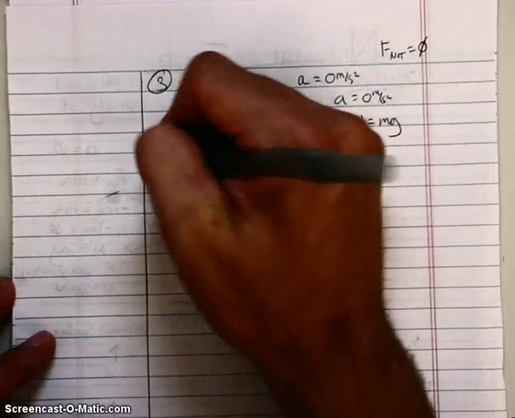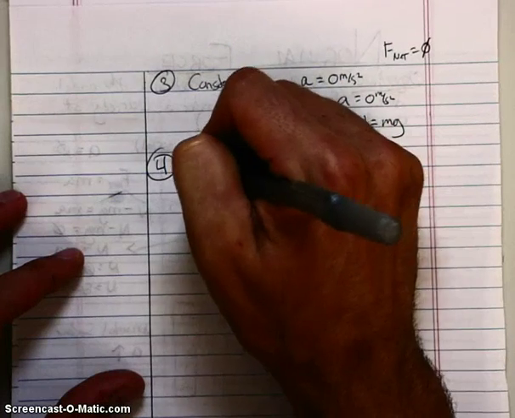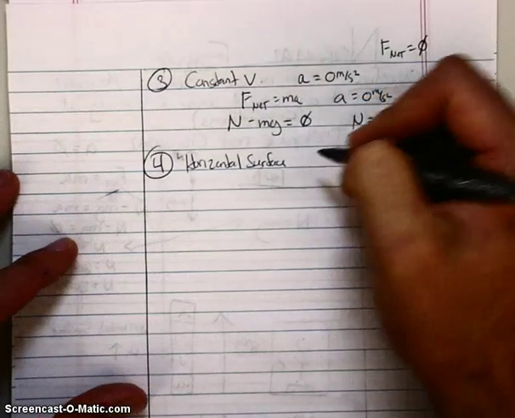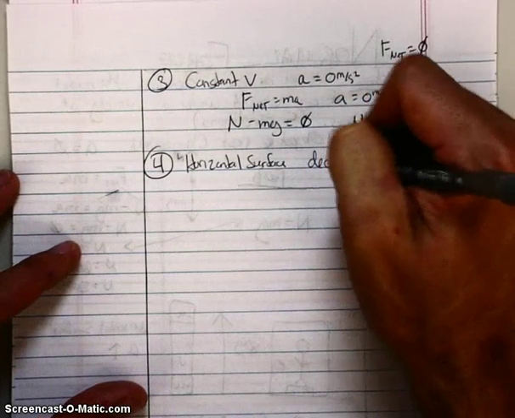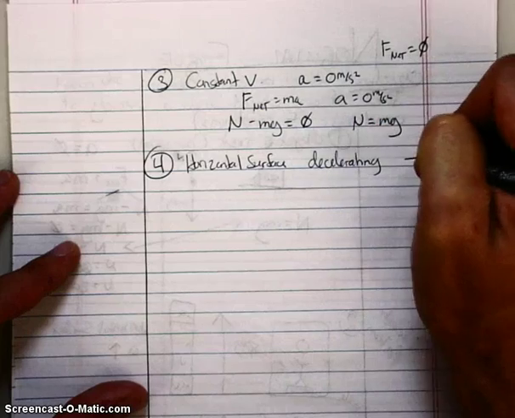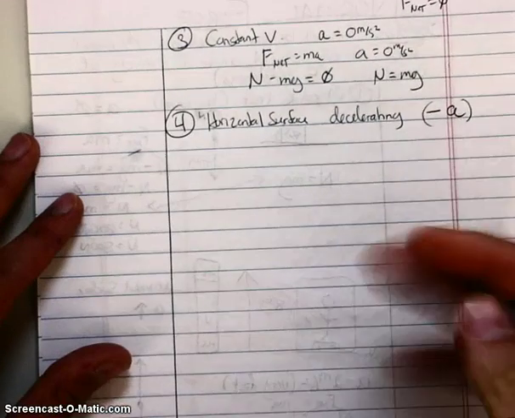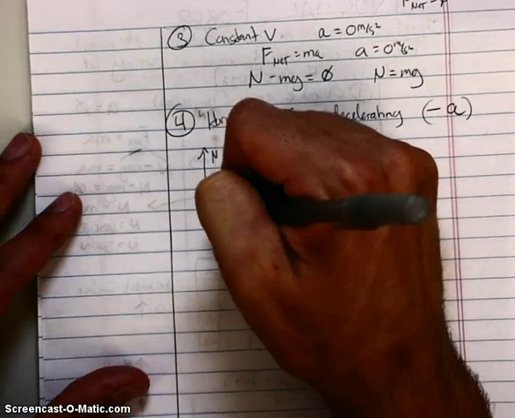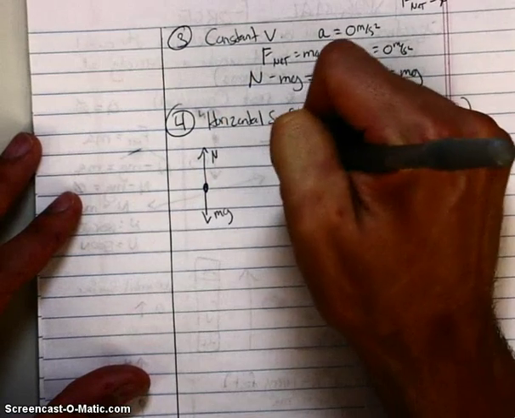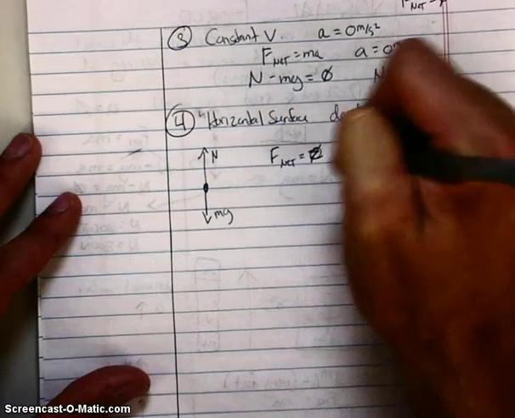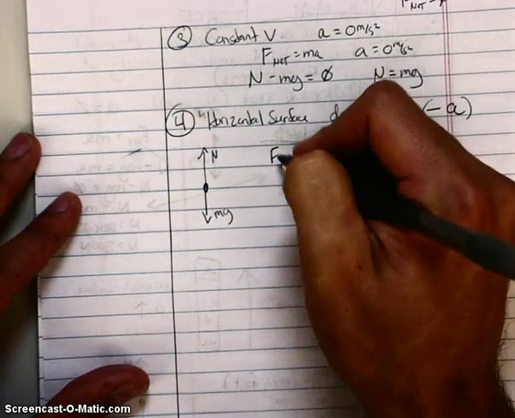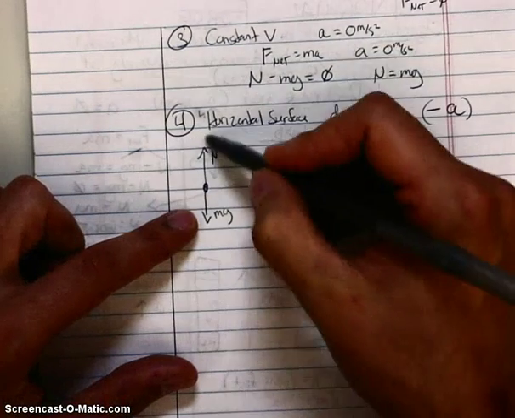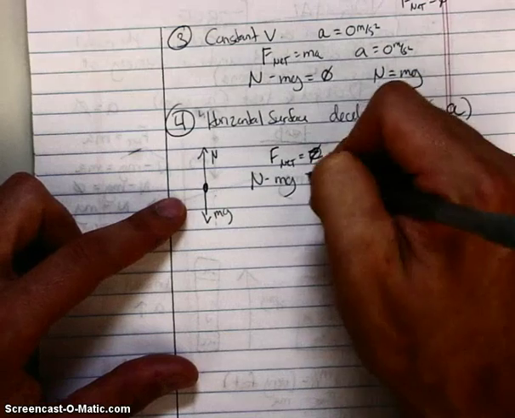Okay? Situation 4. This is the horizontal surface, and it's decelerating, or a more accurate term would be negative acceleration. So this thing is decelerating now. So we're going to start off the same way. Normal force, mg. Free body diagram. F net equals ma. Our net force is going to be n minus mg. These are equal and opposite. So n positive, mg negative. N minus mg equals ma.